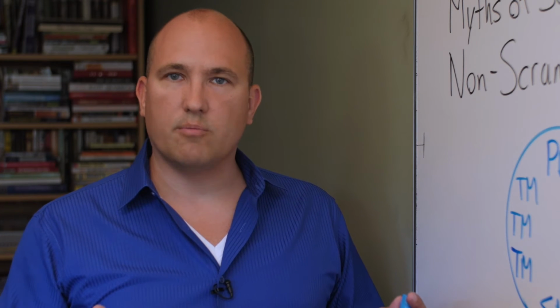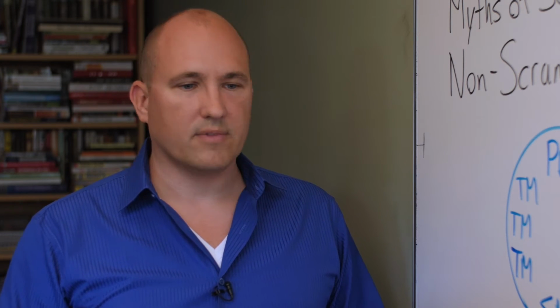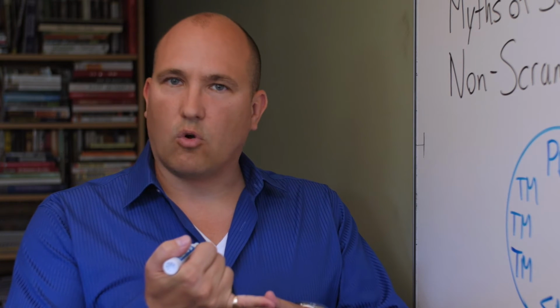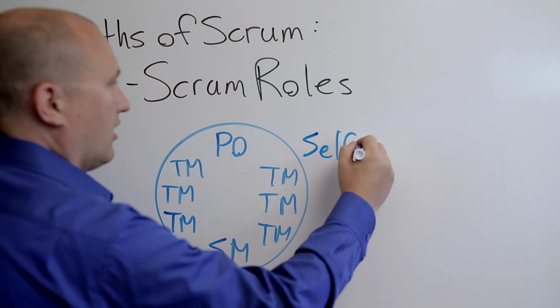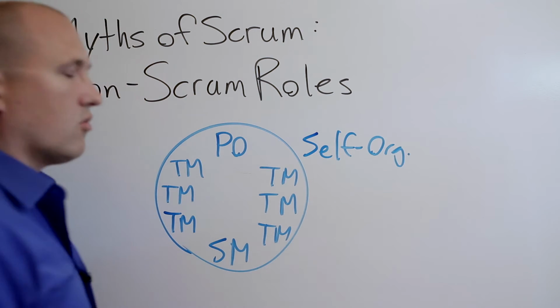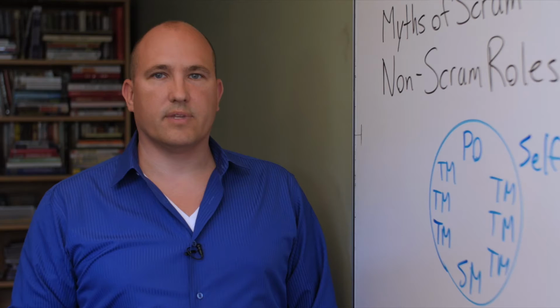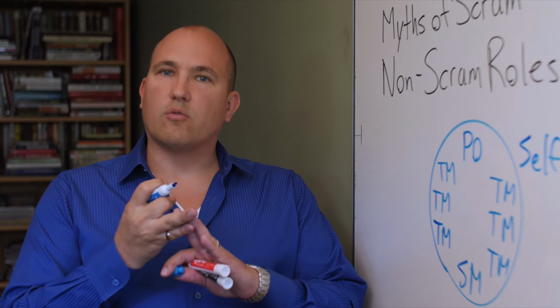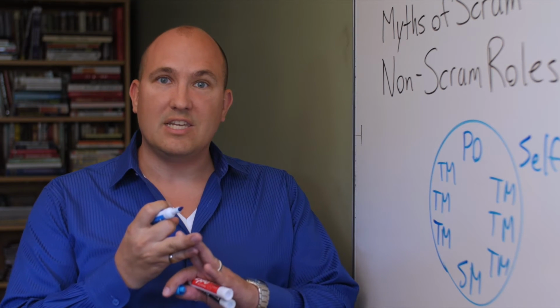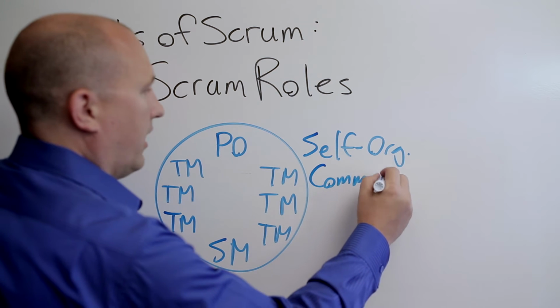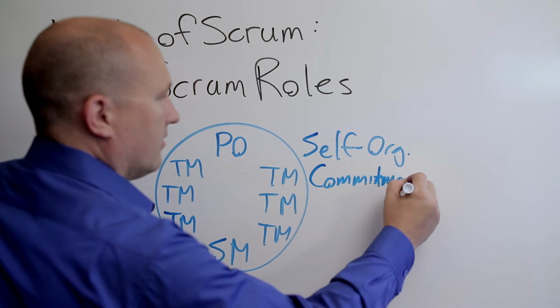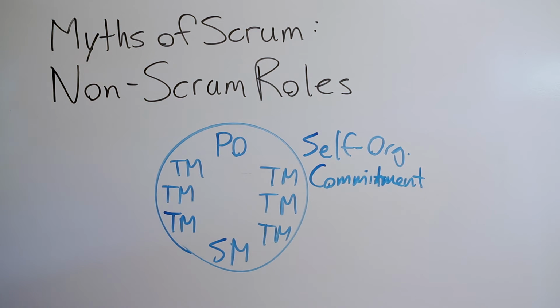Now, why is this so important? Because it really is critical. First of all, other roles prevent the team from self-organizing. Self-organizing is a critical principle in Scrum. Secondly, other roles prevent common team commitment to the work. Commitment is one of the values of Scrum.